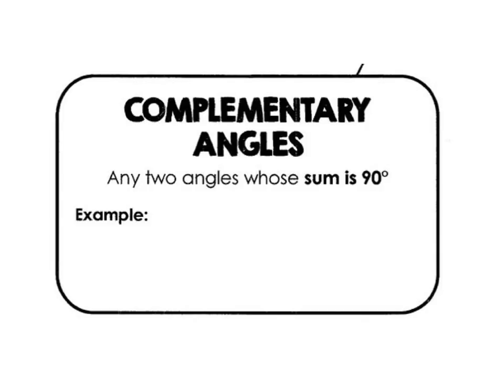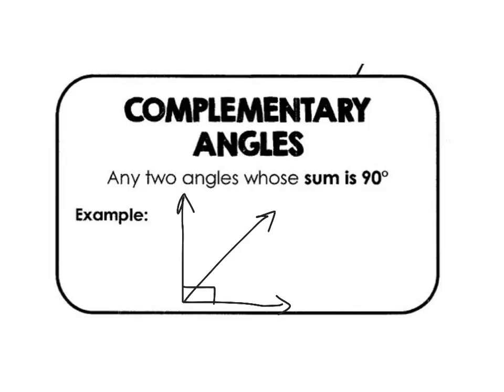Next, we have complementary angles. Complementary angles are any two angles whose sum is 90 degrees. So when we add up the measures of those two angles, it equals 90 degrees. Here's an example of complementary angles. If we had a diagram that looked like this, we've got an angle, and we know it's a right angle because of that little square.